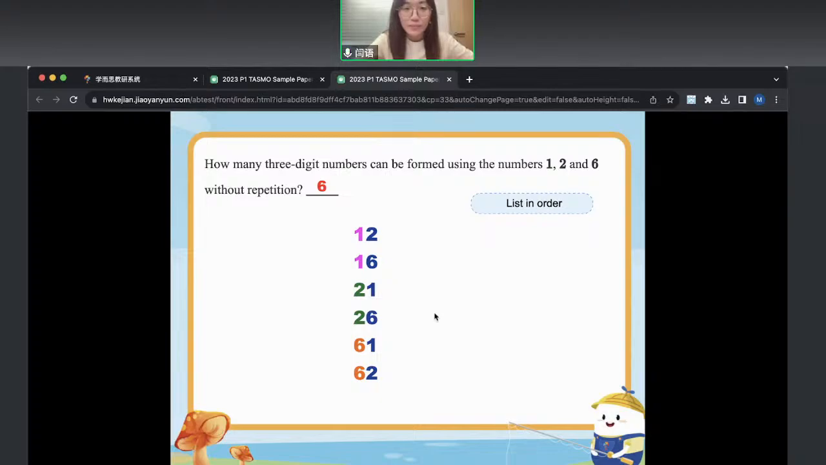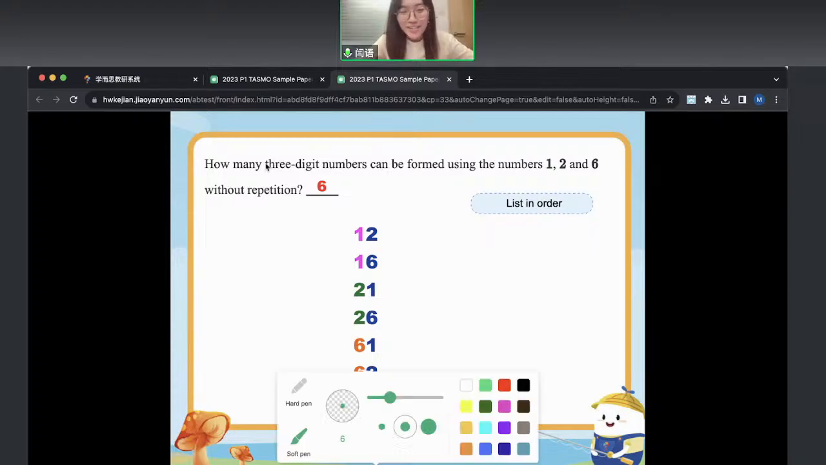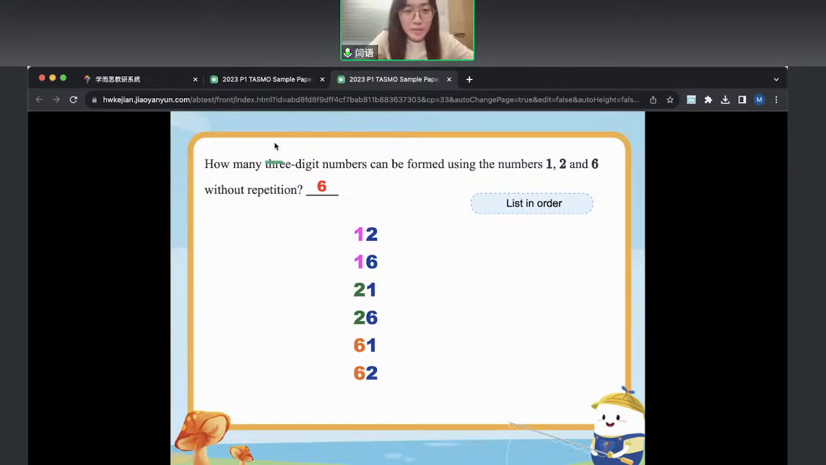Is it correct? Oh, sorry. So here, everyone, I want to mention that actually it should be 2-digit numbers. Sorry, I copied down the wrong answers. Okay, it should be 2-digit numbers. So here we have 12, 16, 21, 26, 61, and 62.